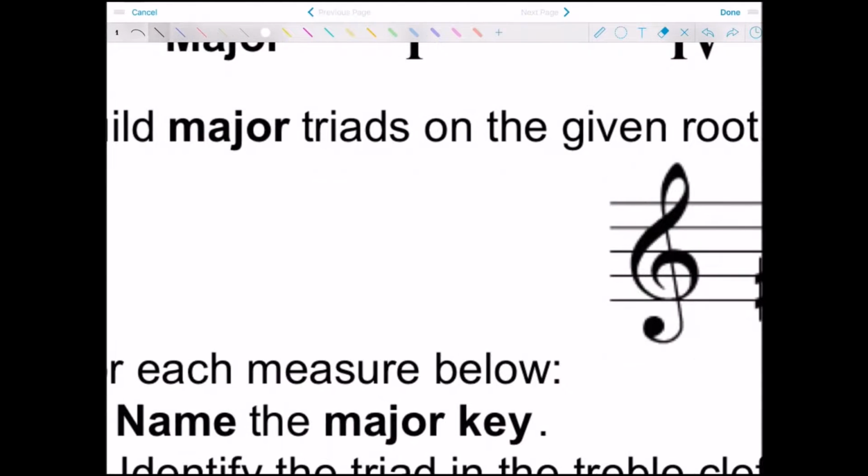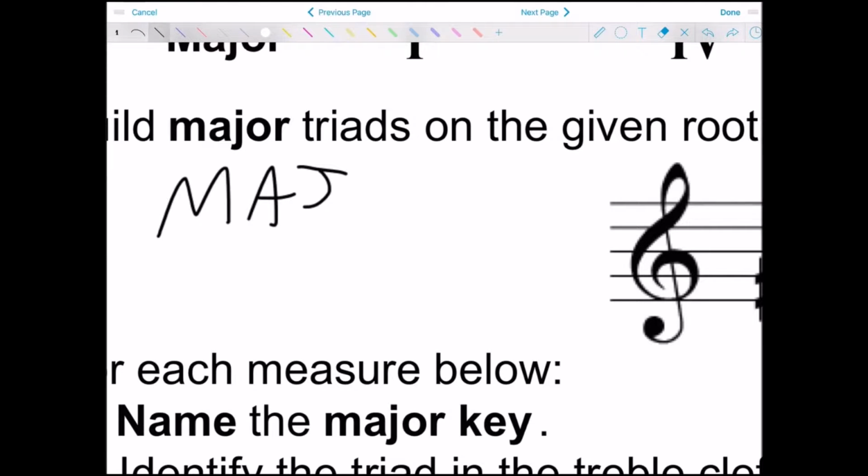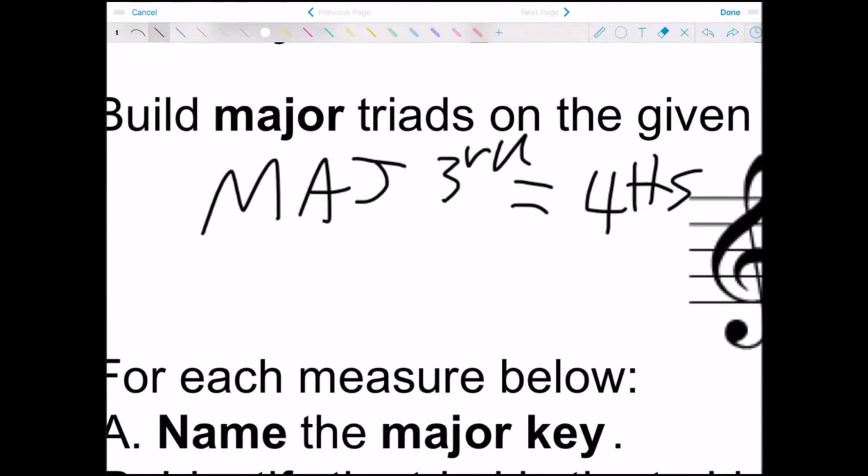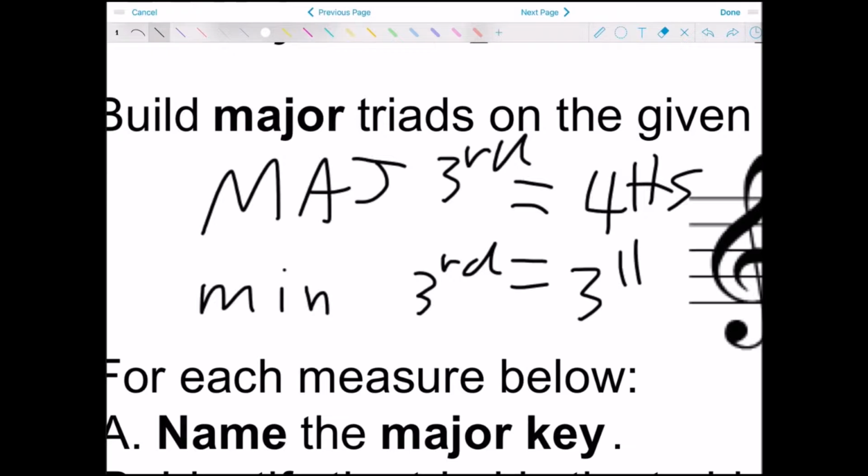Now, in the 6th grade theory test, you should have been asked to build major thirds. So, a major third equals how many half steps? It is 4 half steps. HS, that's supposed to be an HS. 4 half steps for a major third. Now, if I lower it 1 half step, a minor third is 3 half steps. Okay?